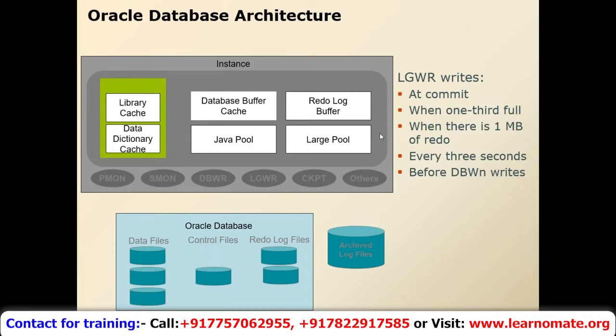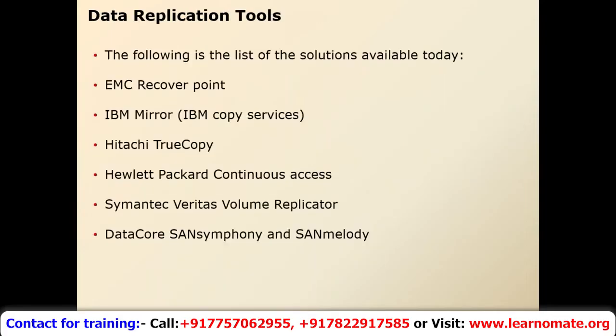So this is about database architecture. So for the log writer, you have to understand it like this. These background processes aid in writing data to these files, like from the database buffer cache to data files. Using the database writer, the data gets written. Similarly, your log writer process helps in writing the data from the redo log buffer to redo log files.